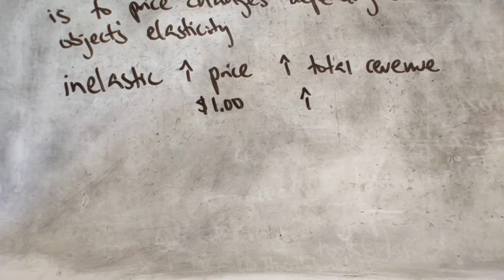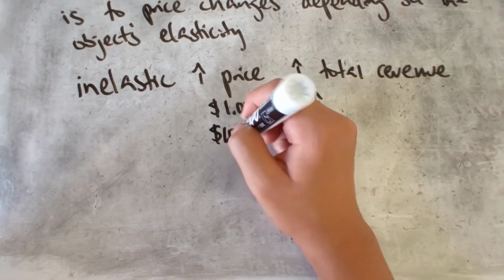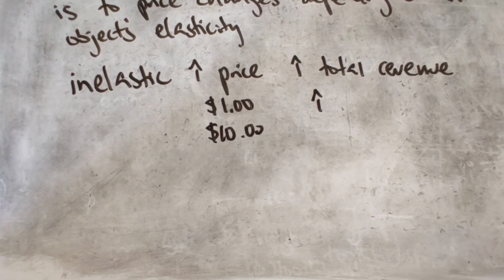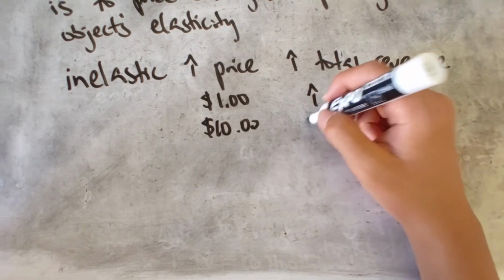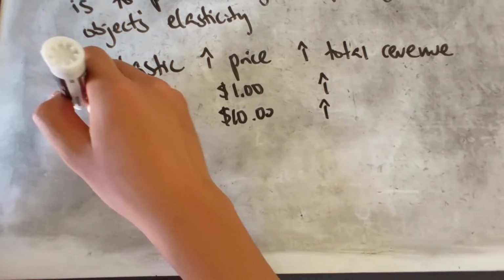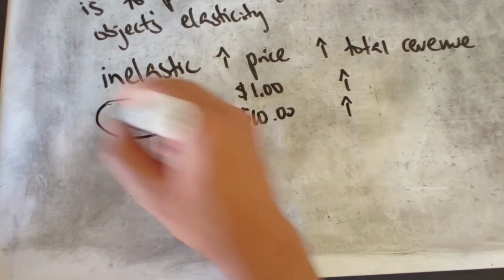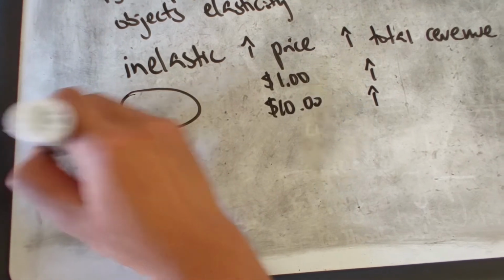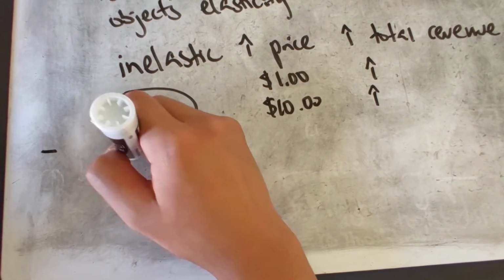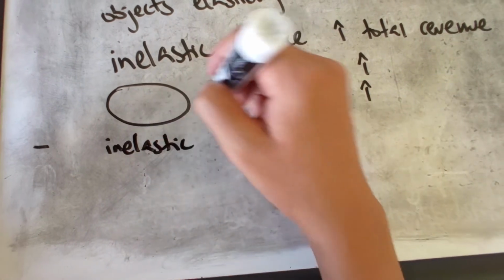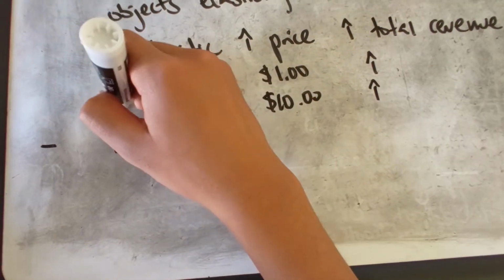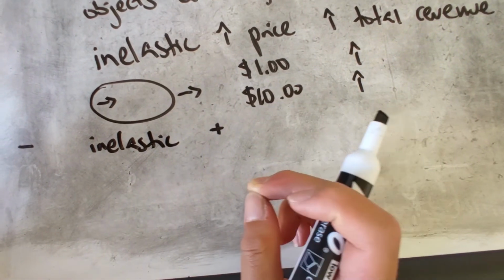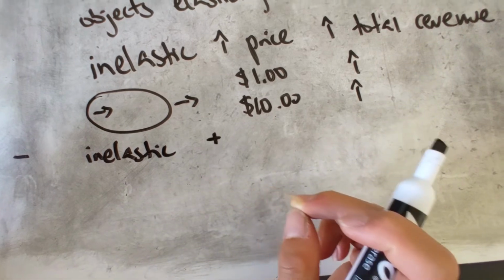And let's say you increase it again by, I don't know, like $10, and people are still going to buy that bread, then your total revenue increases even more. So here's a visual for it. Say this is a rubber band, and let's say this is a price decrease and a price increase. When it is inelastic, when you increase the price, the total revenue increases with it. It's like you can't stretch a rubber band if you're pulling both sides in the same direction.